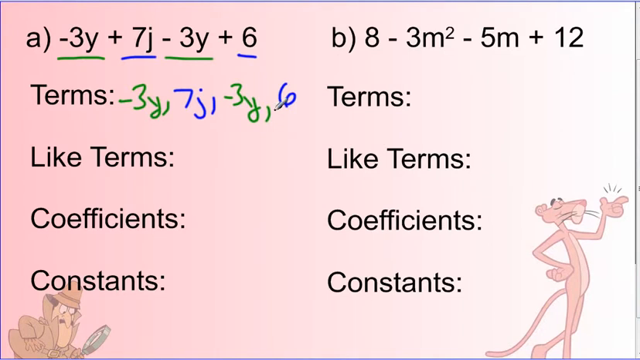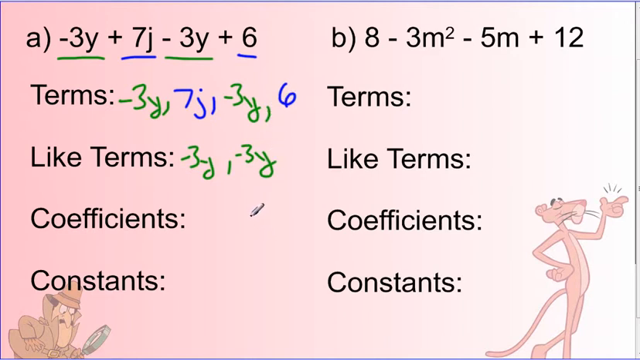Okay, so I wrote out my terms. My like terms. The like terms, if you remember, are all the things that have the exact same variables. In this case, the like terms are negative 3y and a negative 3y. Both of these have the same variable, so they are alike. There are no other y's. There are no other constants, things without variables. So those two do not have like terms.